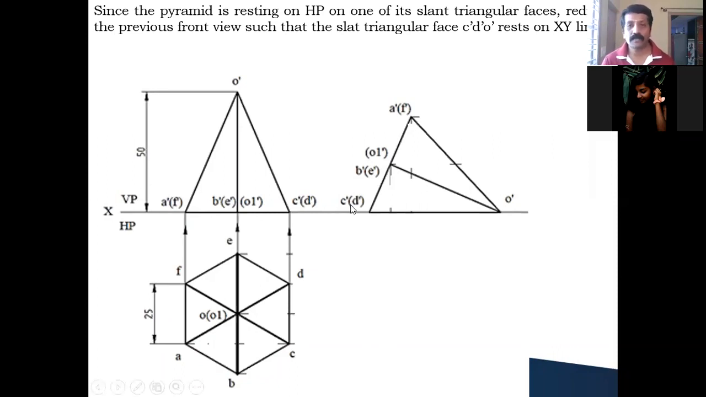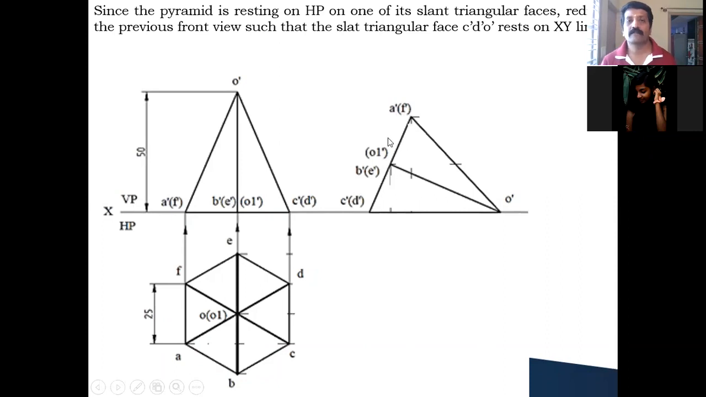What you should do, you take any one point on the right side, call that C dash and D dash. You take this length of the slant triangular face, C dash to O dash, and cut it on the XY line and call that O dash. To get this particular point, from C dash with this distance as radius, cut an arc here. Similarly from O dash, take this distance to A dash and cut an arc. This intersection you call A dash and F dash.